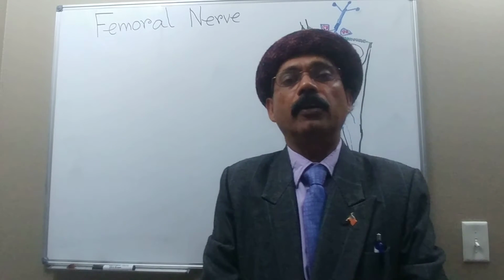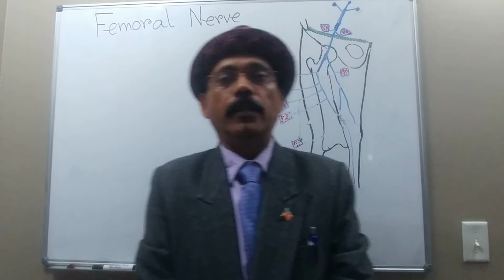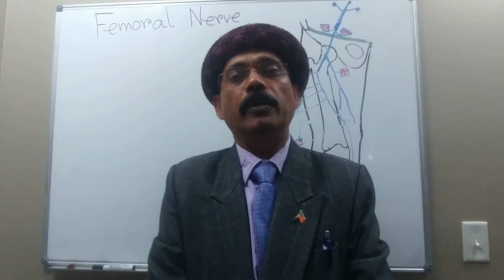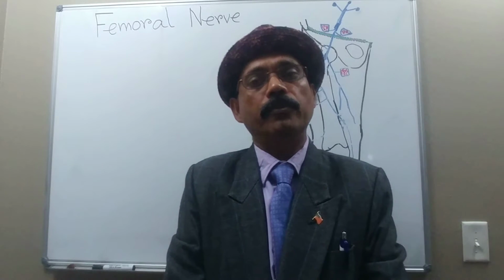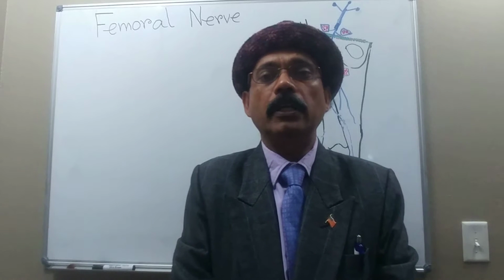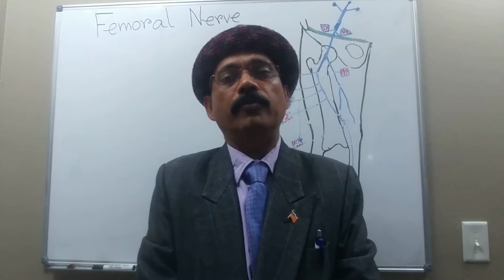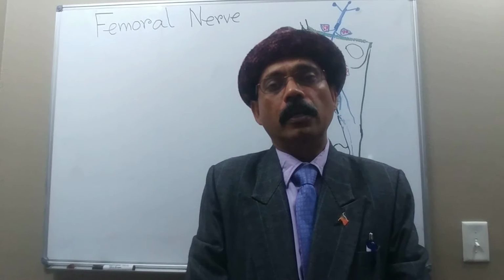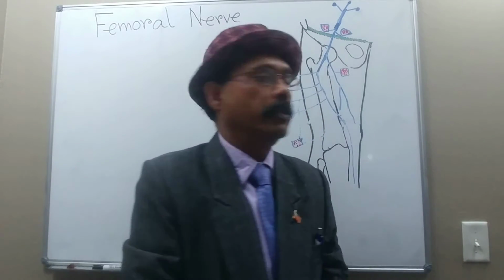Today I will discuss the anatomy of the femoral nerve. The femoral nerve is the largest branch of the lumbar plexus and it is formed in the psoas major muscle, emerges along the lateral margin of the psoas major, passes between the iliacus and psoas major, and passes underneath the inguinal ligament and reaches the femoral triangle.